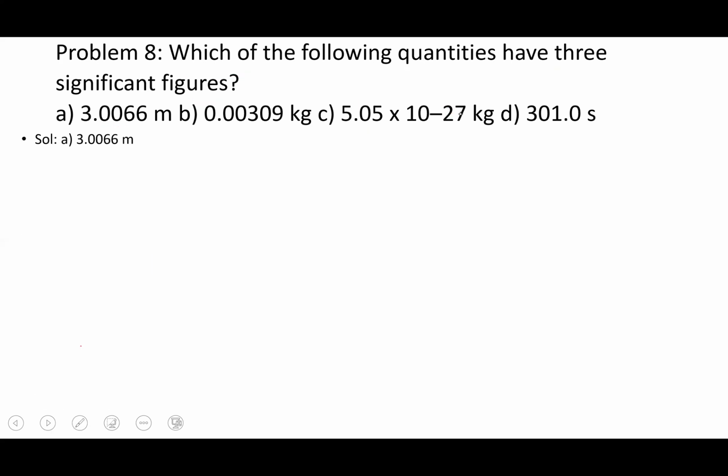Yeah, so instead of writing like this, you can say minus 27 over here, kilograms, and the last one is 301.0.